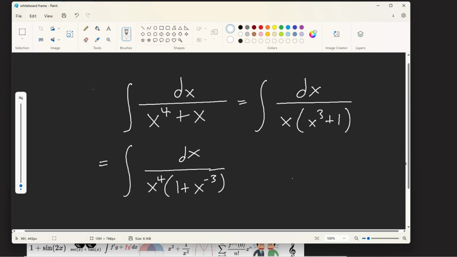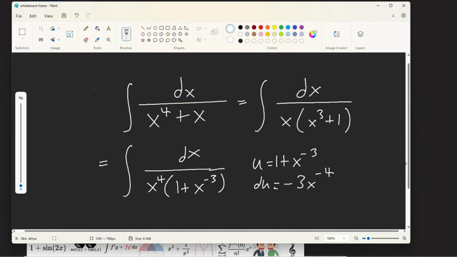So here we go ahead and let u equal 1 plus x to the negative 3. Then du is equal to negative 3 x to the power of negative 4, which is what we have. And so it becomes a simple du over u. So this is the Caveman trick.